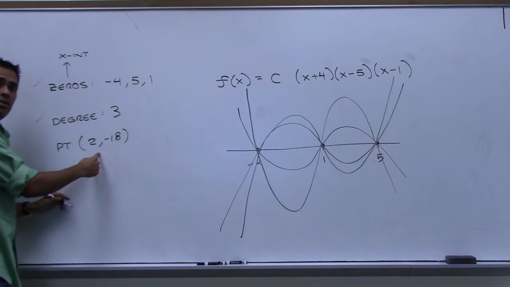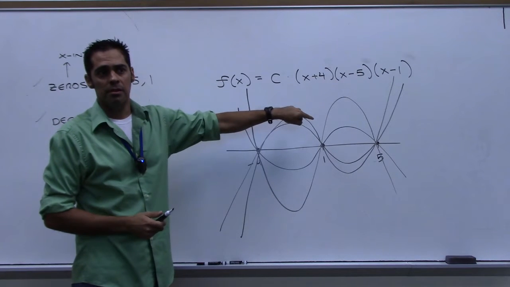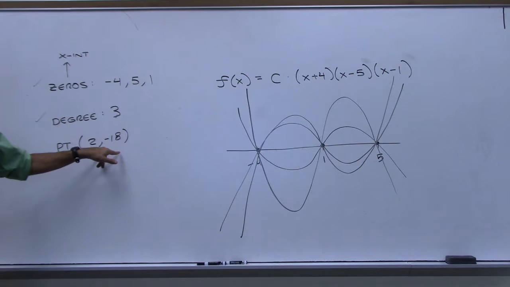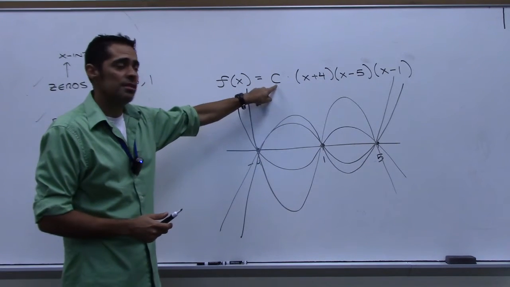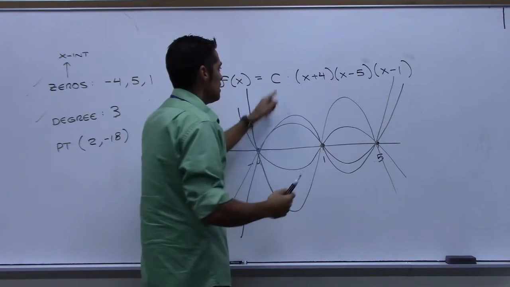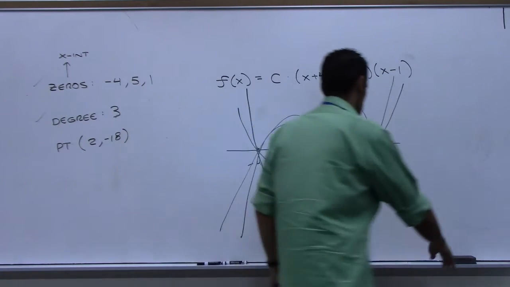See, this information is going to lock down exactly one of those pictures because it must pass through this point. Do you see that? So I'm going to use this information to figure out what that c is. If the c turns out to be positive, it was one of those. If it turns out to be negative, it was one of those. Understand? So let's figure it out.